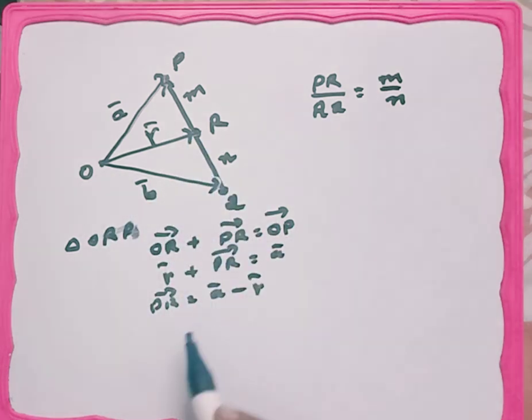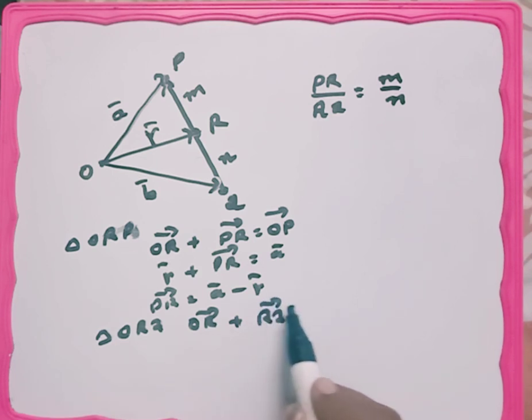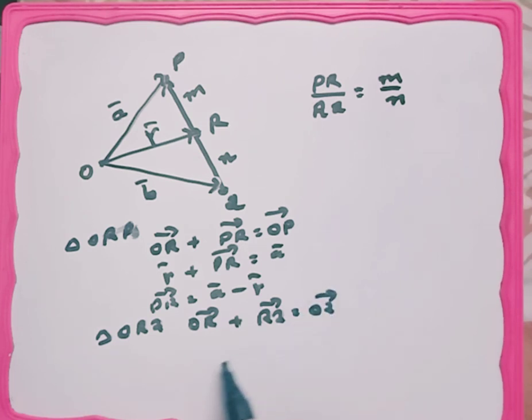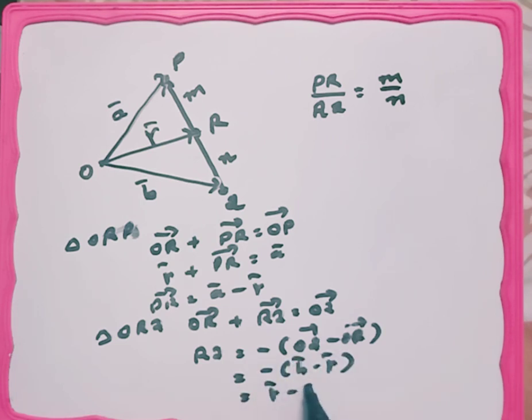Now in the same way, from the downward triangle ORQ, we will have OR plus RQ equals OQ. Here the direction is opposite, so we take the negative vector, and so RQ equals minus of OQ minus OR, that will be minus of b bar minus r bar, so that will be r bar minus b bar.